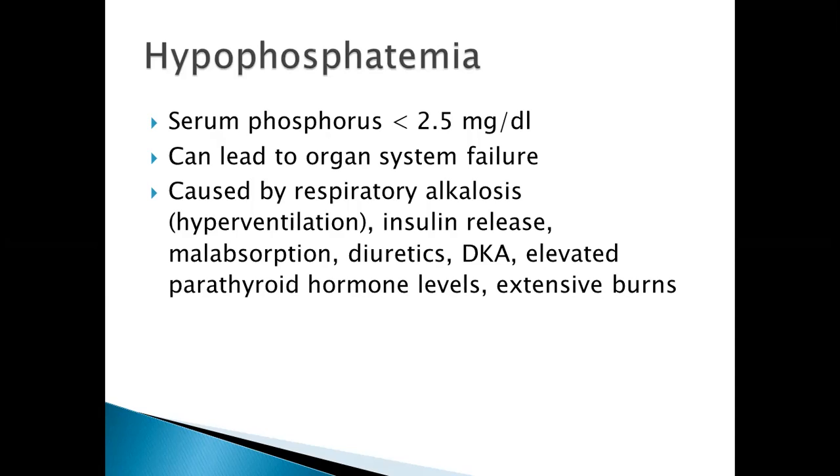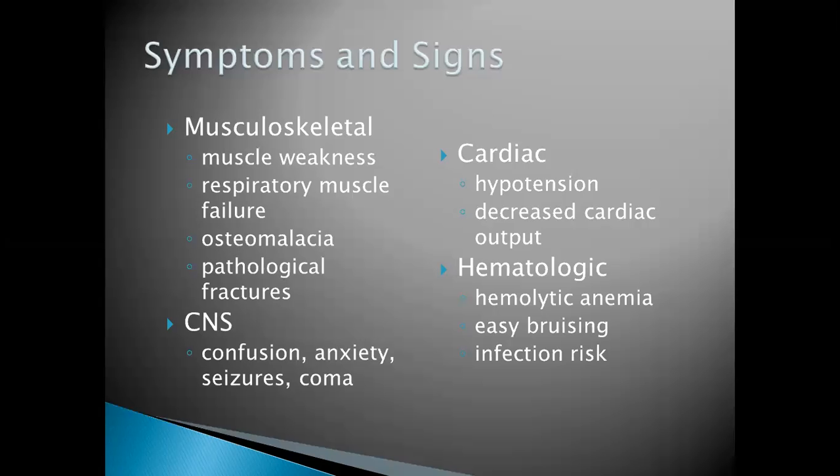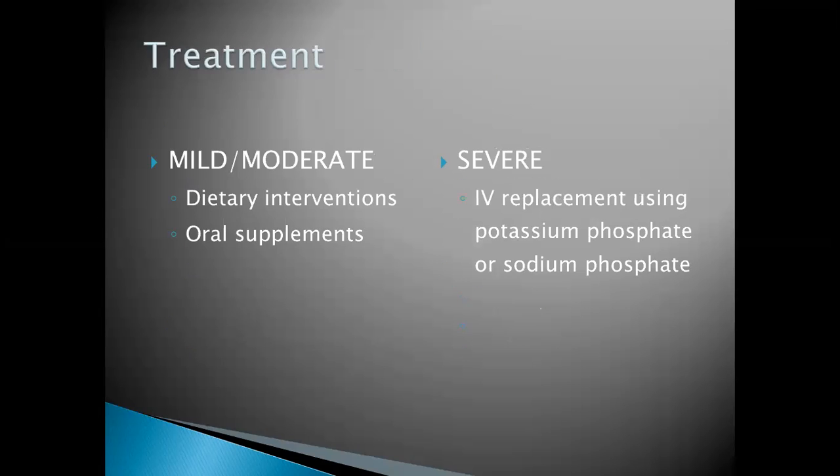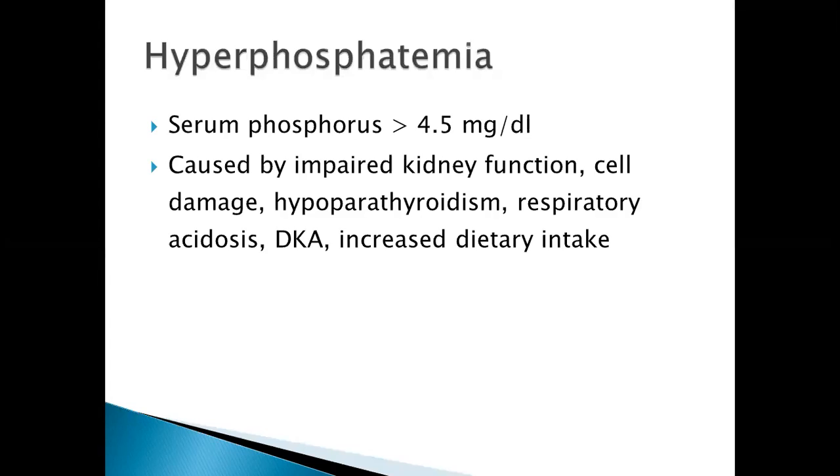Hypophosphatemia is when serum phosphorus is less than 2.5 milligram per dL. It can lead to organ system failure, caused by respiratory alkalosis, insulin release, malabsorption, diuretics, DKA, elevated parathyroid hormone levels, extensive burns. Signs and symptoms include musculoskeletal: muscle weakness, respiratory muscle weakness, osteomalacia, pathological fractures, confusion, anxiety, seizures, coma, hypertension, decreased cardiac output, hemolytic anemia, easy bruising, infection risk. Treatment for mild and moderate is dietary intervention and oral supplements. Severe includes IV replacement using potassium phosphate or sodium phosphate.